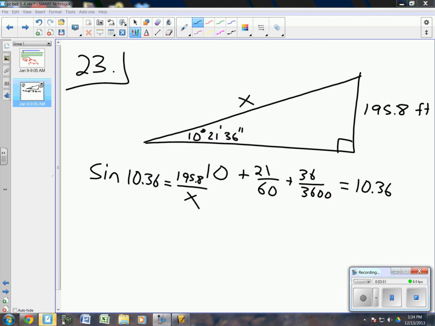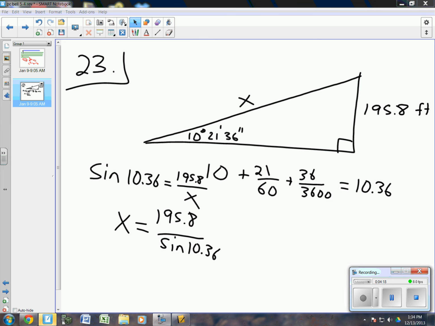Okay, so what do I do to get x by itself? Times by x, and then? Okay, so I get x equals what? Okay, good. 195.8 over sine of 10.36. You've got the answer. Just put it in your calculator. Any other questions on that one?